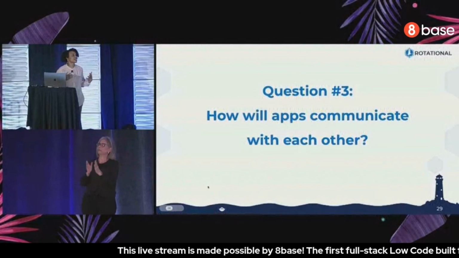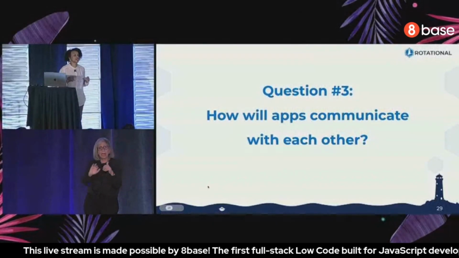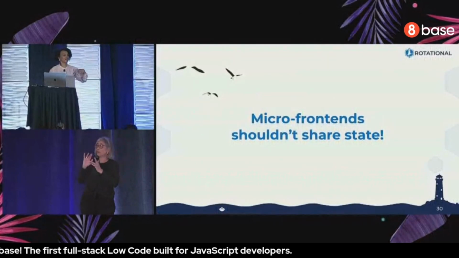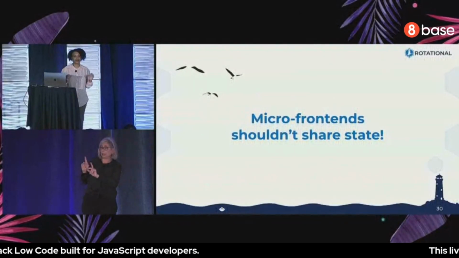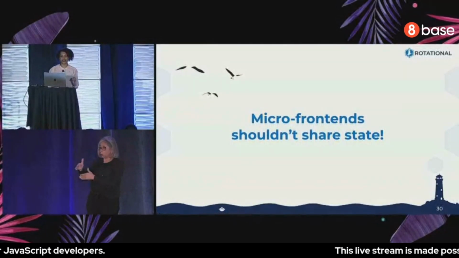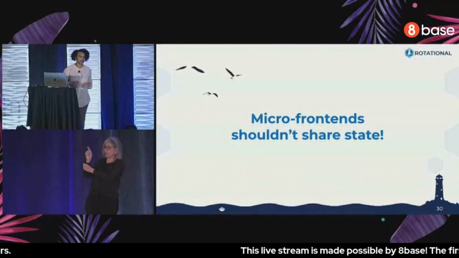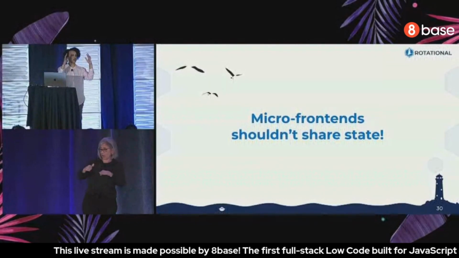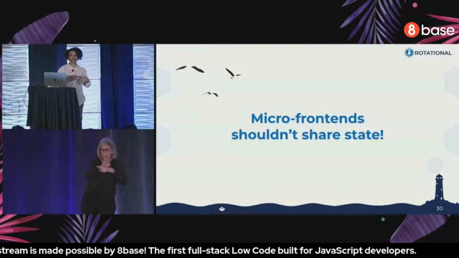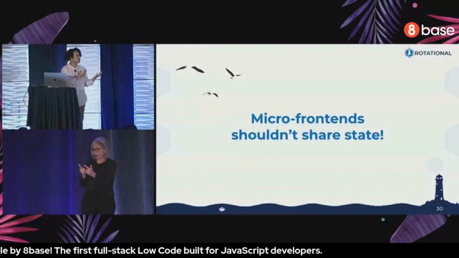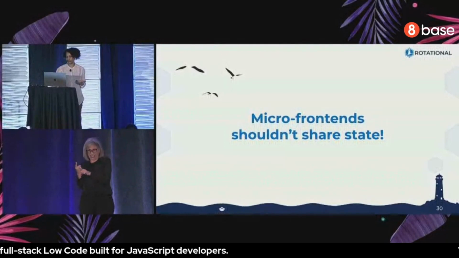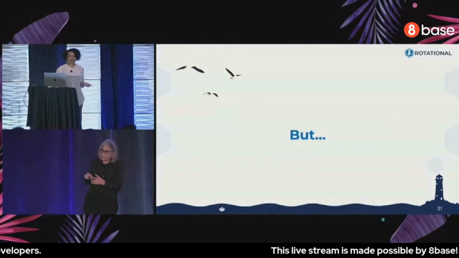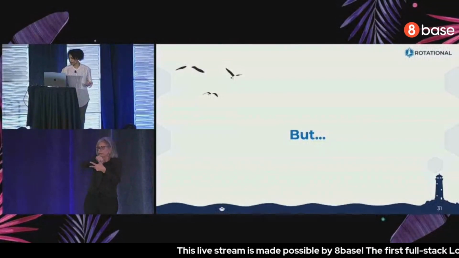Okay, so next, how will your apps communicate with each other? Now, if you go online and ask, people are going to say, don't share state between your micro front ends. And that makes sense. You have divided up your apps so that you have different features, different services, and so they really shouldn't need to communicate, right? But come on, let's be real. There's probably a good chance you might have to have some communication between your apps, right?